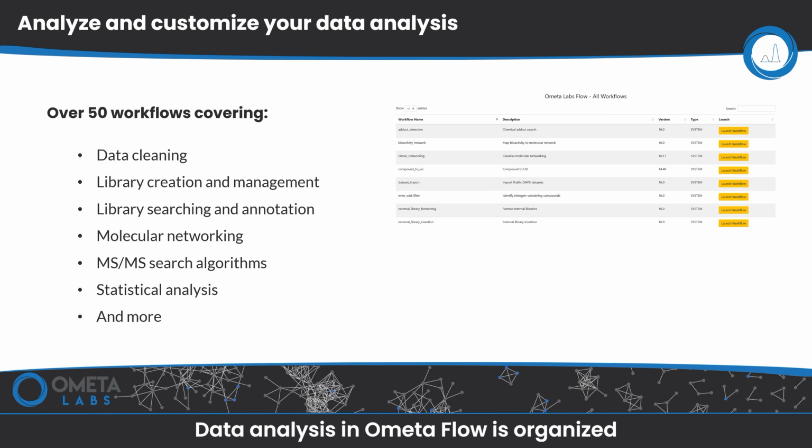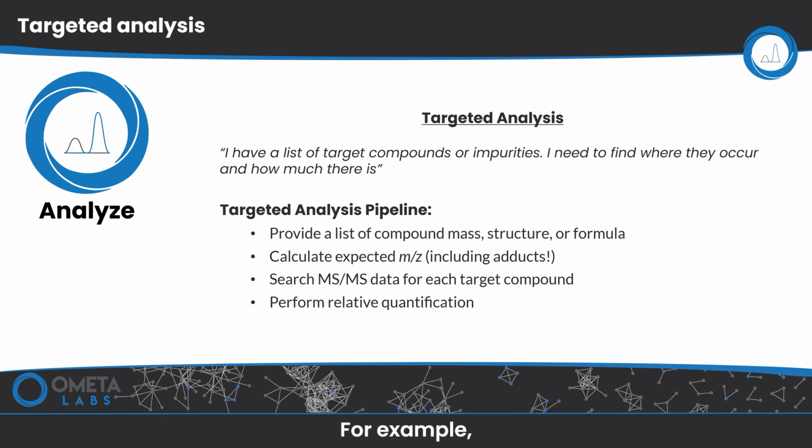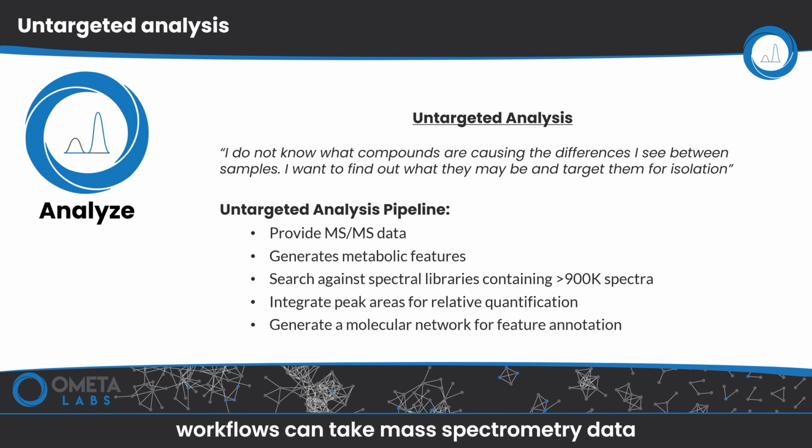Data analysis in Ometa Flow is organized into over 50 workflows that cover processes such as data cleaning, spectral library creation, library searching and compound annotation, molecular networking, mass spectrometry search algorithms, statistical analysis, and more. For example, our targeted analysis workflows allow users to upload a list of compound masses, structures, or formulas, and automatically find those compounds, and their adducts, in mass spectrometry data. Our untargeted analysis workflows can take mass spectrometry data without any pre-processing and generate metabolic features, search against spectral libraries, integrate peak areas, and generate molecular networks to propagate feature annotations and identify unknown molecules.